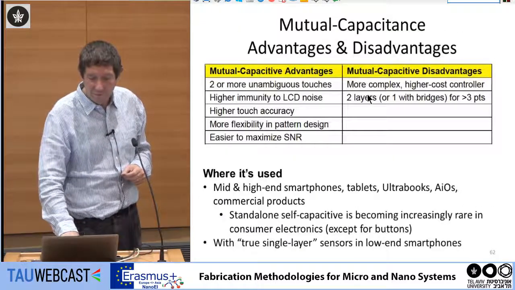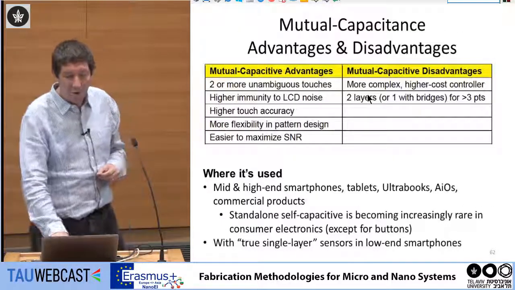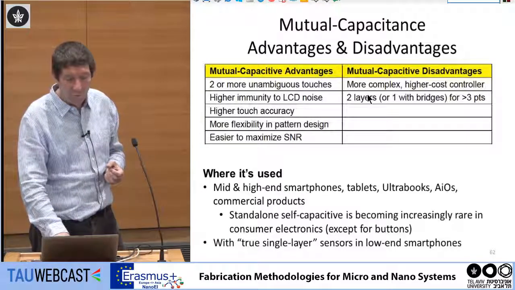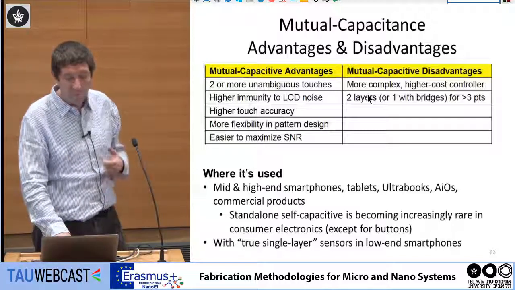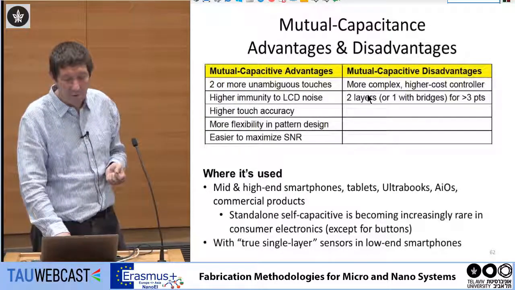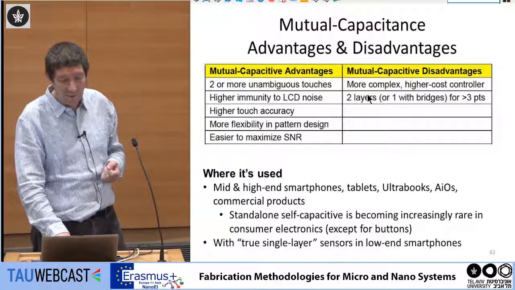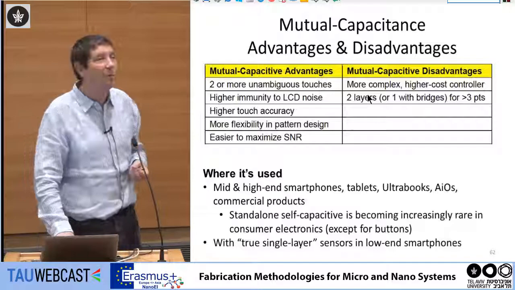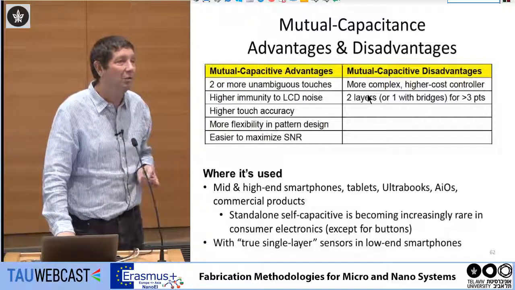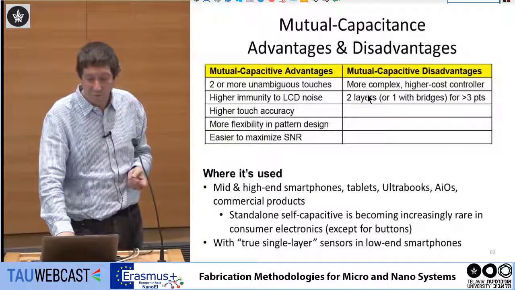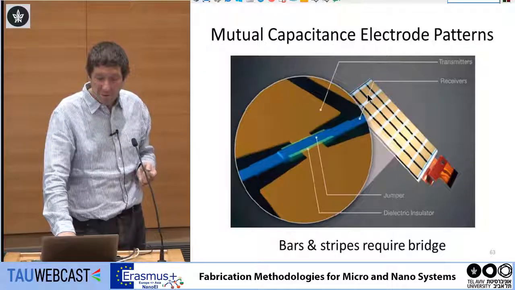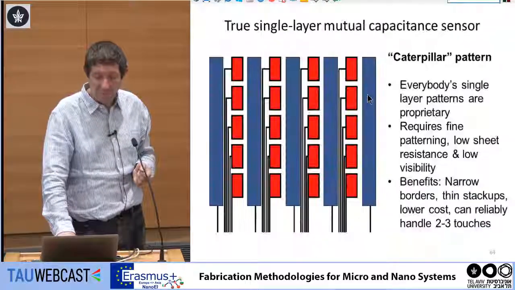With mutual capacitance, you can make a few more touches, it is much more immune to noise, accuracy is much better, it is more flexible to design, and you can maximize signal to noise. The main problem is that they are more complex, and you need at least two layers. So the manufacturing is more expensive. And this is how the design looks.